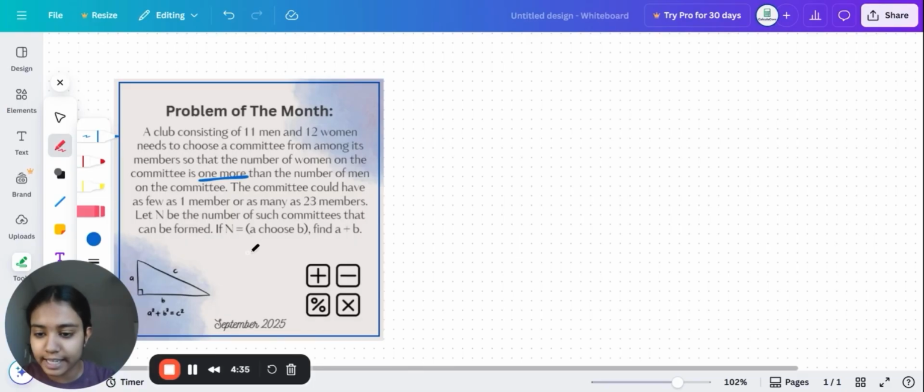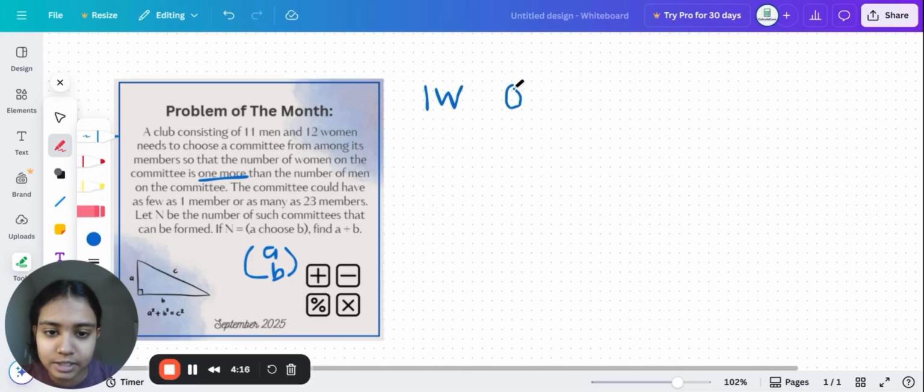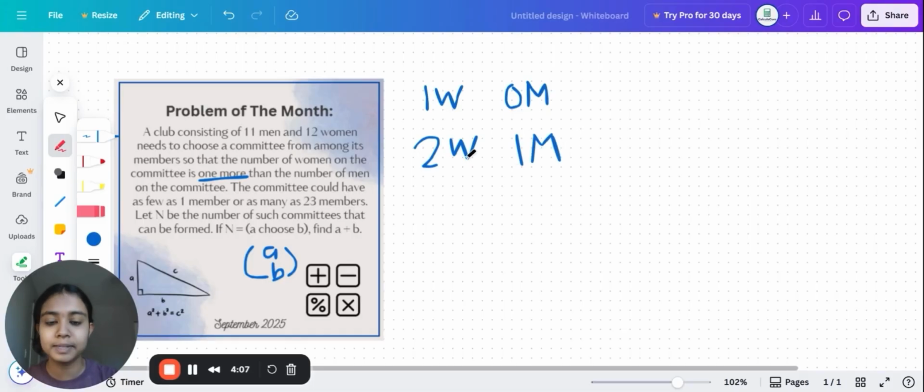So if n equals a choose b, which could also be rewritten in this notation, we are asked to find the value of a plus b. Before we move on to any actual math, let's come up with the scenarios that are possible. The minimum for this committee is one member, which means we could have one woman and 0 men. Then we could also have 2 women and 1 man, because the number of women has to be exactly 1 more than the number of men.